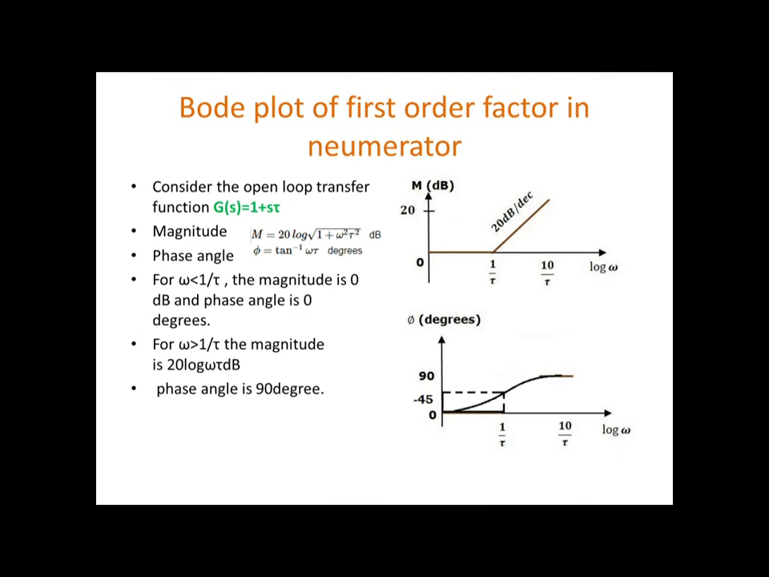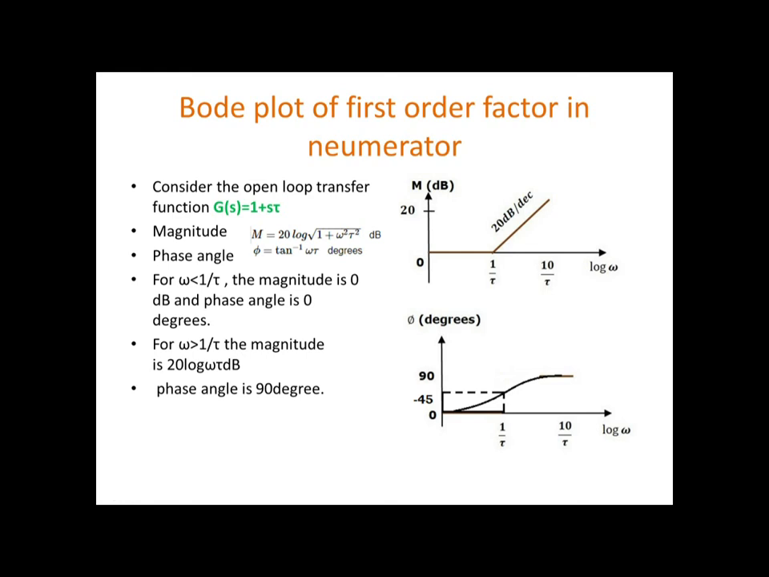So let's take another example of Bode plot of a first order factor when it is located at the numerator. It is a simple zero, and the expression is G(s) = 1 + sτ. In the same way we can find the sinusoidal transfer function G(jω), whose magnitude is root of 1 + ω²τ², the magnitude in dB is expressed as 20 log root of 1 + ω²τ², and the phase angle becomes tan inverse of ωτ.